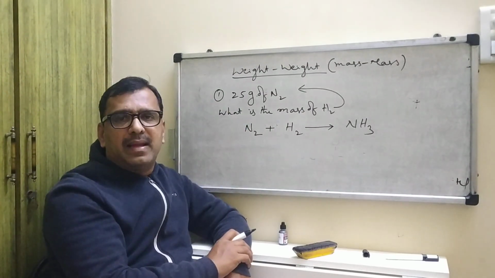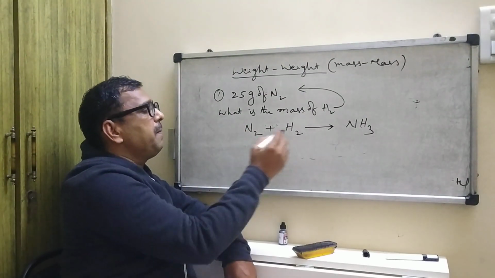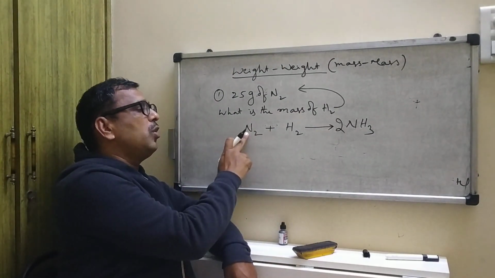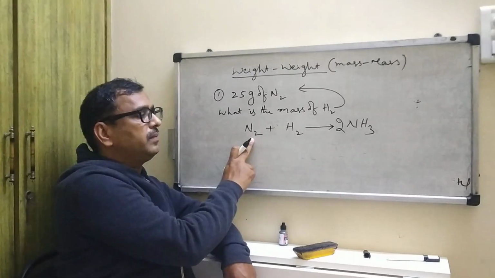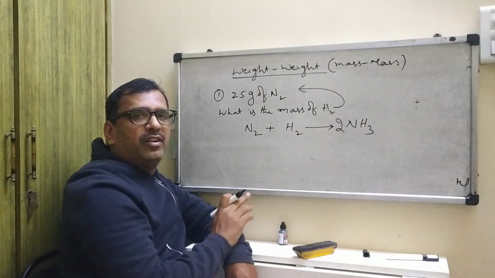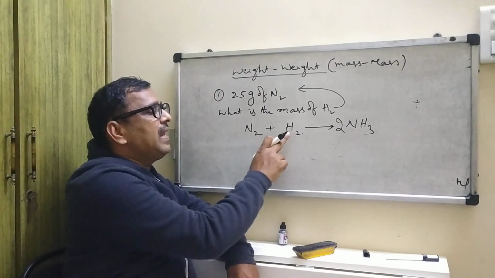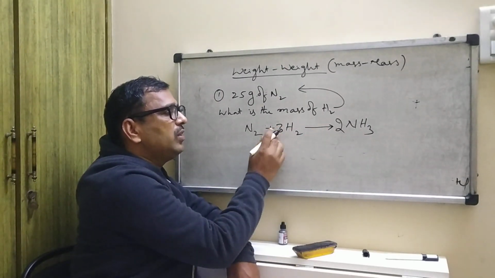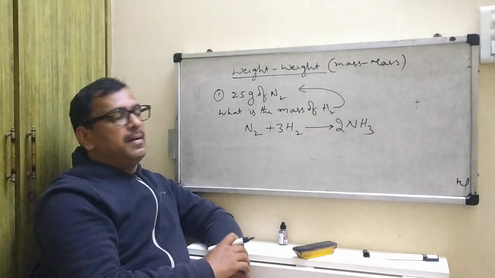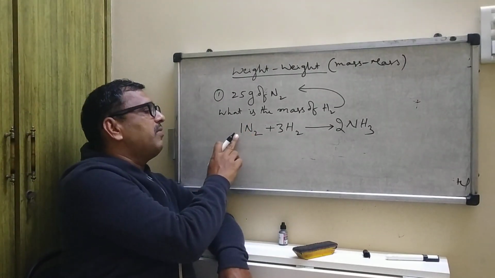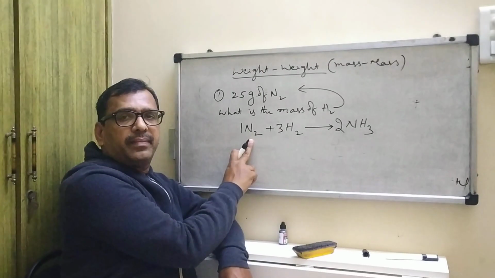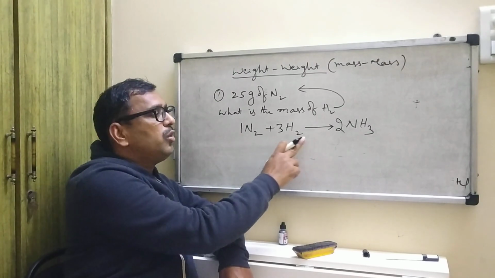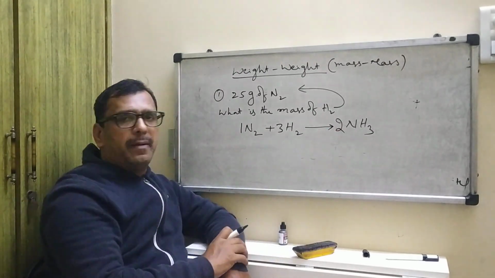Now we will balance the chemical equation. Here 2 nitrogen atoms on the left and 2 on the right, so it is balanced. Then hydrogen: 3 twos are 6. So generally, 1 mole of nitrogen reacts with 3 moles of hydrogen gas to form 2 moles of ammonia.